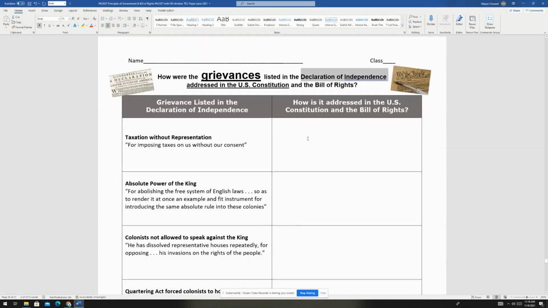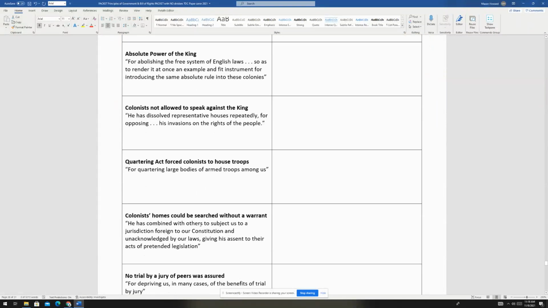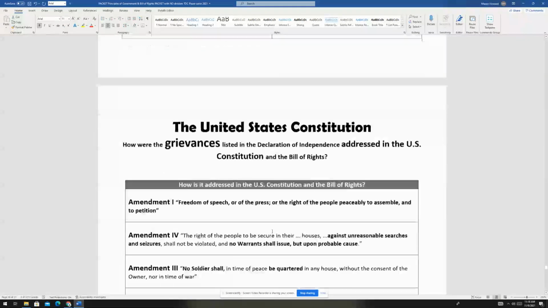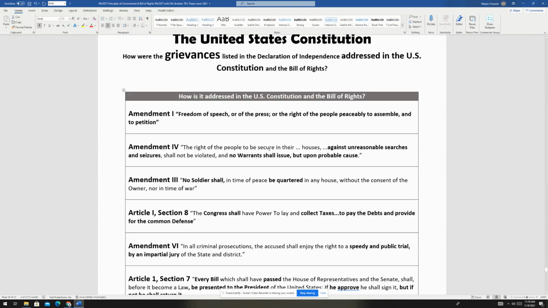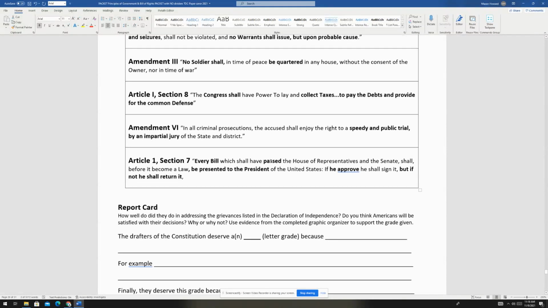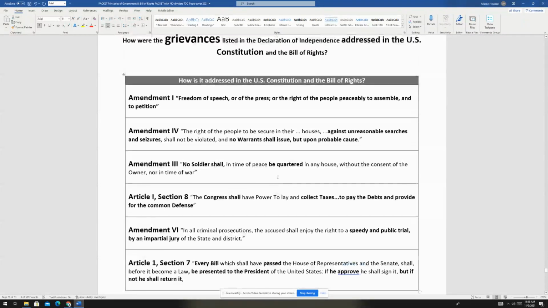So let's get started. Here's the grievance. Here's what we learned about in the Declaration of Independence. Here's the list. So I'm sorry, but you should be on page 27. So get to that page. I know I'm going fast. And then here on page 28 is how it's dealt with in the Constitution. So we're going to do this super quick. All you have to write is what's in bold. See on page 28 how there are parts in here in bold? That's so we can do this a lot quicker.